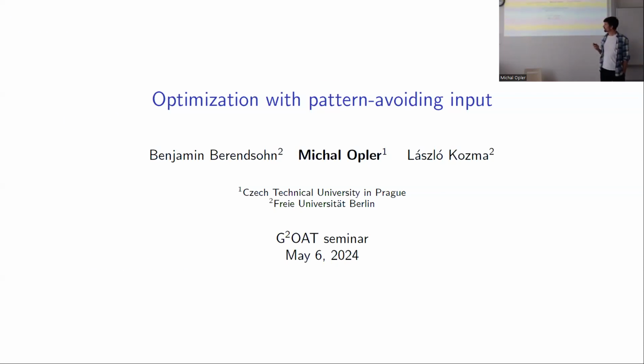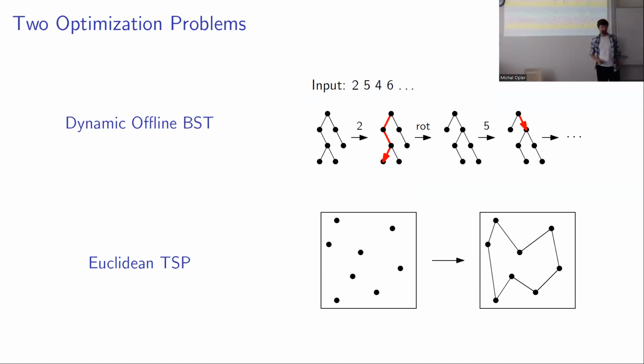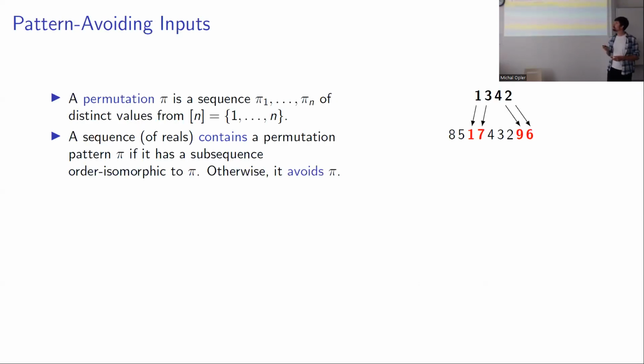Today, I'm going to talk about two optimization problems. I stated three in the abstract, and we have three in the paper, but for the sake of time, we'll just consider two of them: the dynamic offline binary search tree and the Euclidean traveling salesman problem. The first one is essentially, on a given input sequence, rebalancing a binary search tree such that all the points can be accessed in small time complexity. And the Euclidean TSP is: given a set of points in a unit square, find the shortest traveling salesman tour visiting all the vertices. So the first one is the dynamic offline binary search tree.